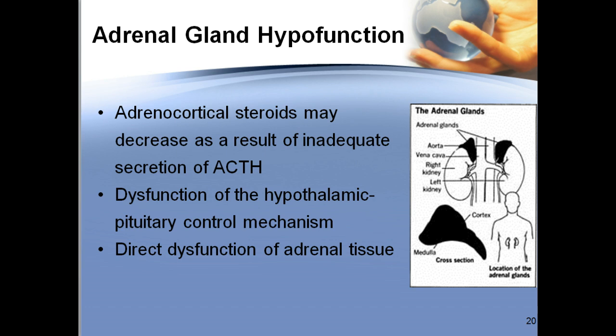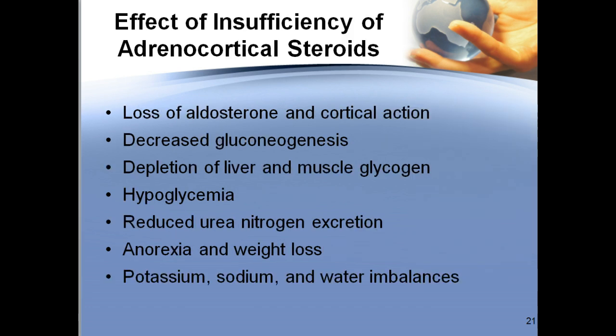So, as a result of a person having decreased adrenal gland function, they may have loss of aldosterone and cortical action. Remember, I was telling you guys earlier that the adrenal gland is responsible for producing the aldosterone and the cortisol. Well, if you have an insufficiency of adrenal corticosteroid, then you won't have as much.